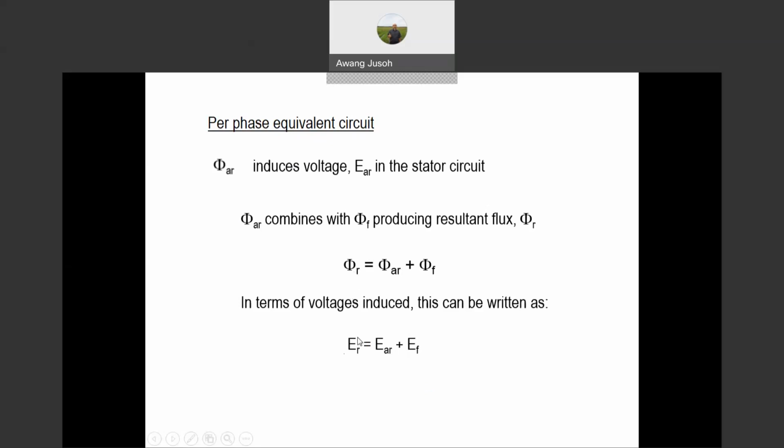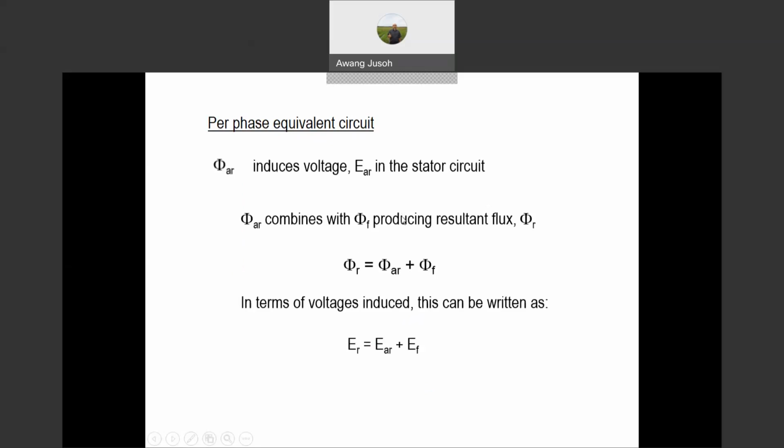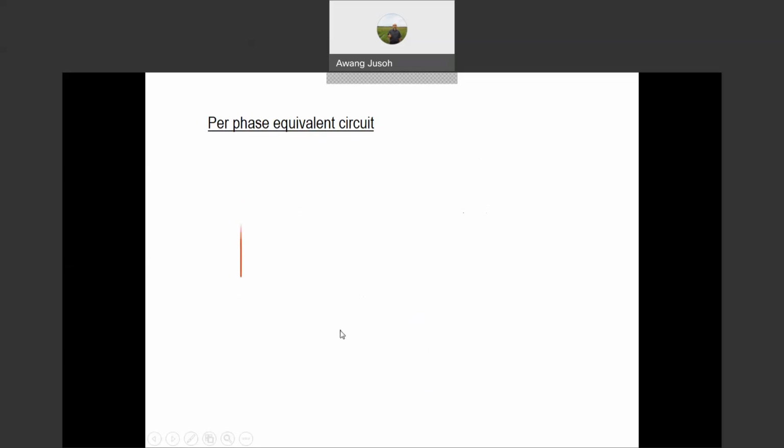So flux becomes E, flux ER becomes EAR, and flux F becomes EF. Now we're going to draw the phasor diagram to represent all this. All this statement we can show by the phasor diagram. This excitation voltage was just generated by the flux. The relationship between flux and E is always like that. We know that the flux is always leading E by 90 degrees.